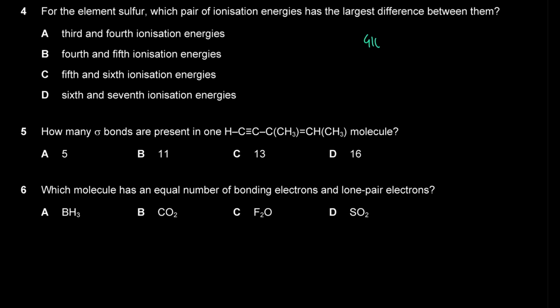Sulfur is in group 16, the same group as oxygen. So that means it has 6 valence electrons, okay? It has 6 valence electrons.